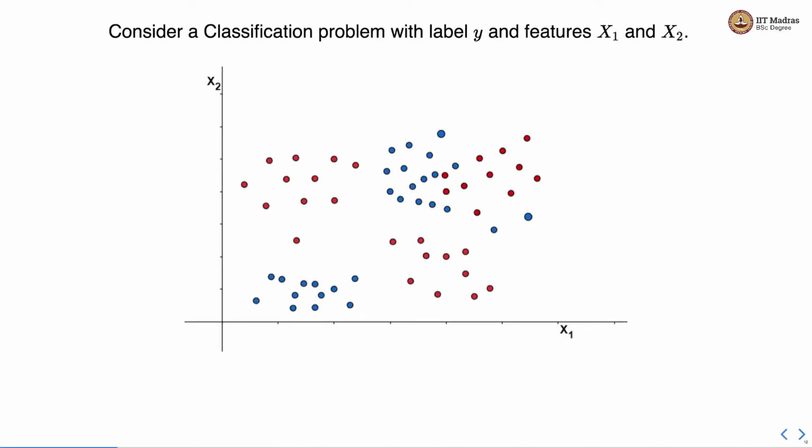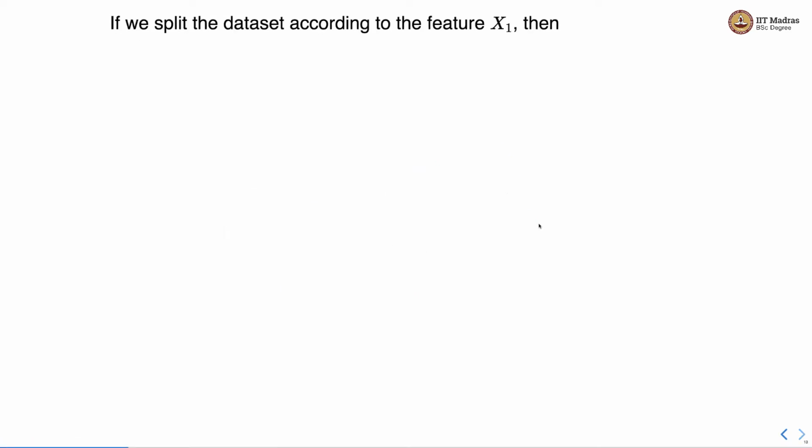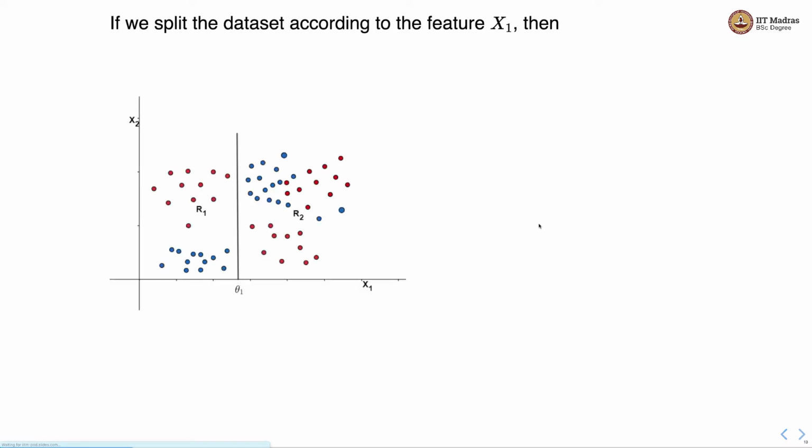Let's consider a classification problem with label y and features x1 and x2. We have two features x1 and x2, and there are two classes here, one denoted by color red and the other denoted by color blue. If we split the data set according to feature x1, then at some value θ1 of x1 we draw a boundary or threshold, and any value below θ1 goes in region R1, and if it is greater than θ1 it goes to region R2.